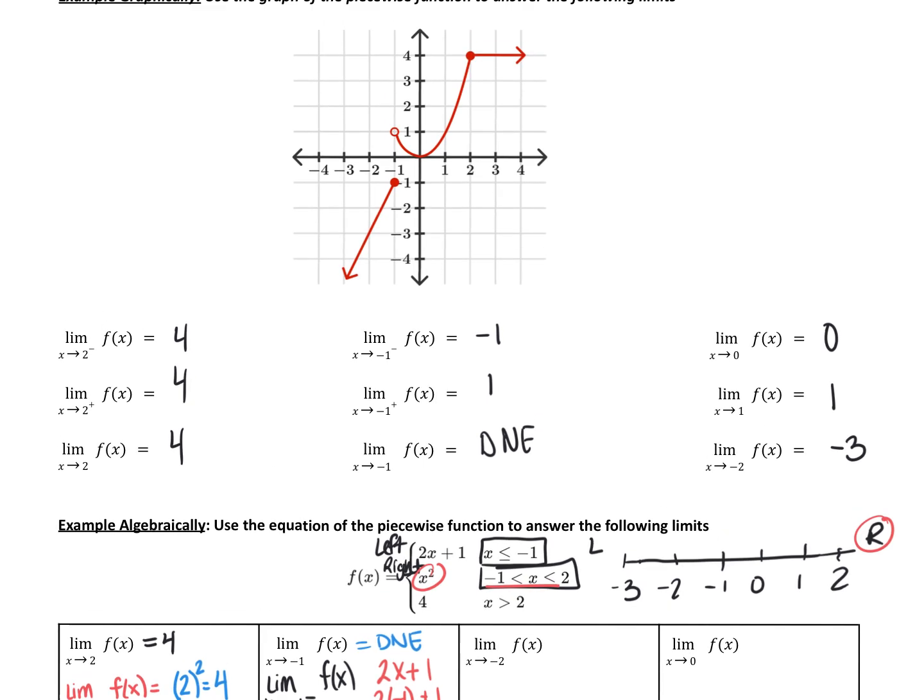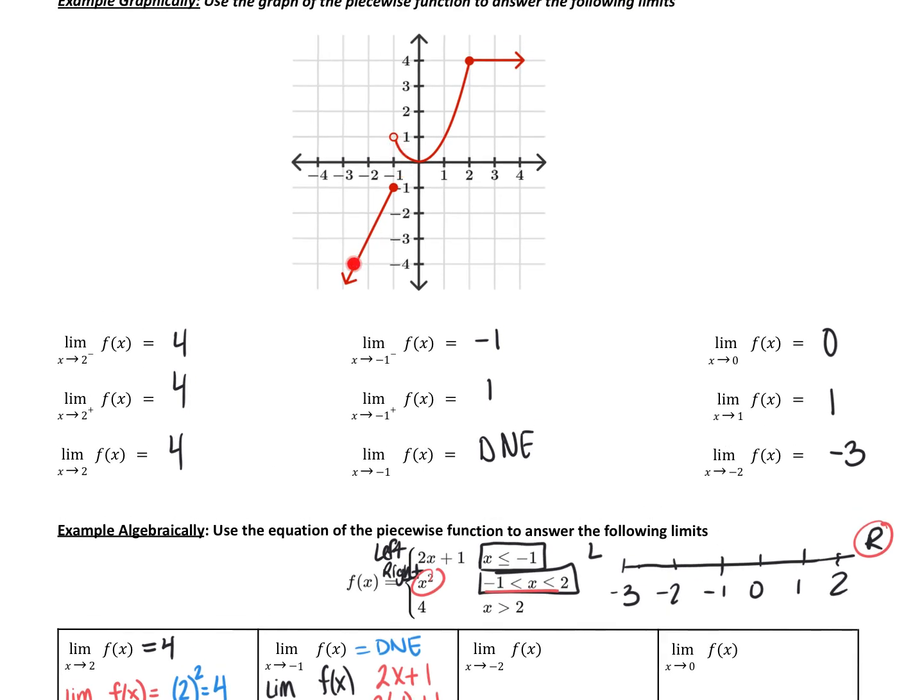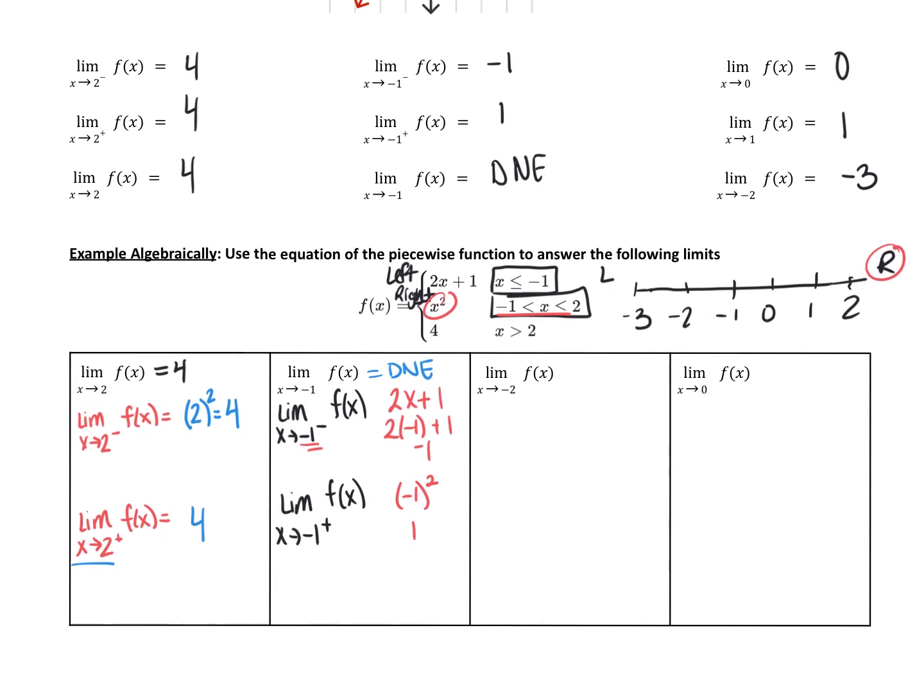What we did was we saw that at -1, we're joining the line with the parabola. So one side, the left side, is -1. The right side is 1. The limit from the left and the right do not exist because they are not equal. And that's it. So what I would love for you guys to do right now is try these two for homework, and we will start class tomorrow by going over those.